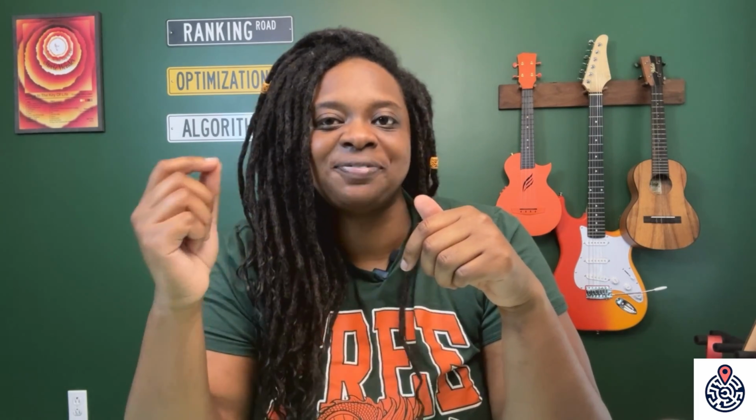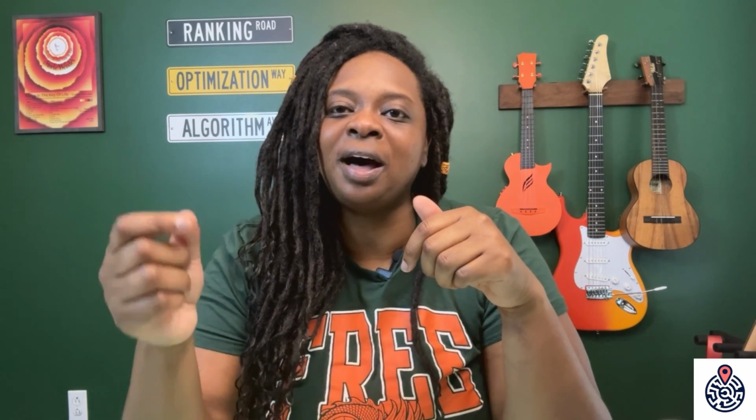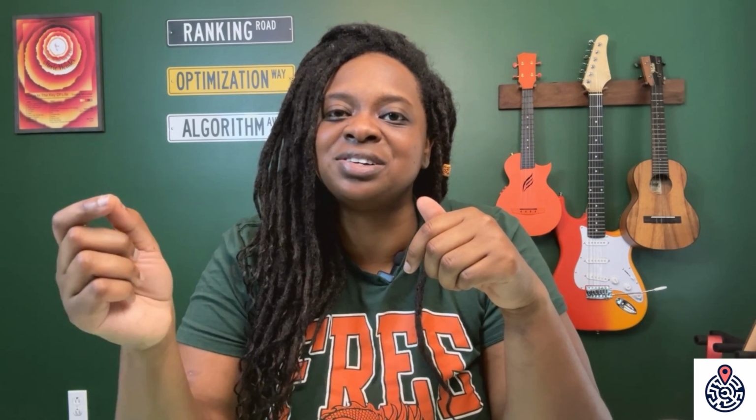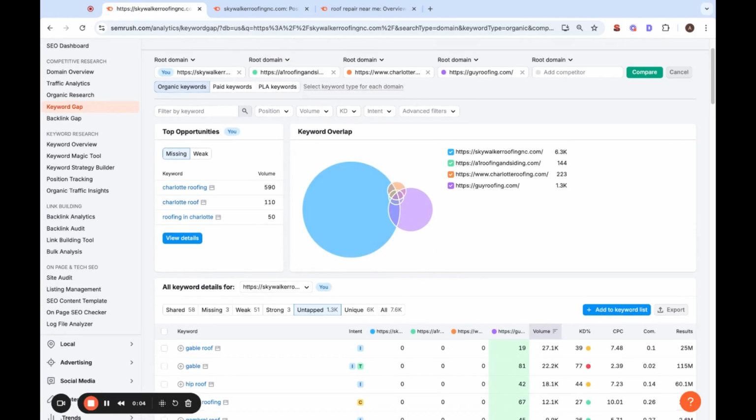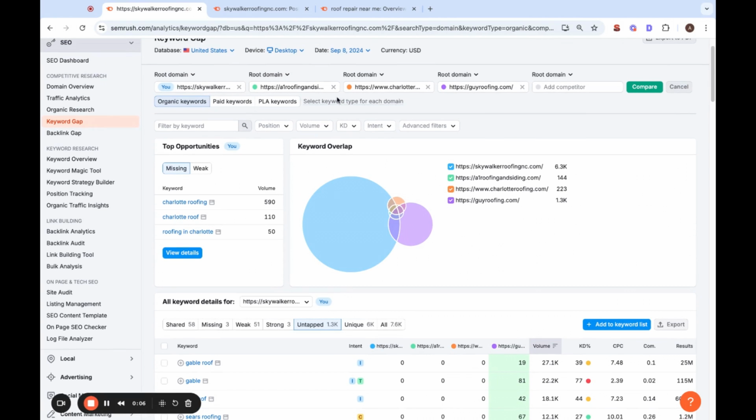Another great tool is Semrush. You can enter in your URL or a keyword to find related keywords. This is a fantastic way to discover new opportunities that are closely tied to your existing content. This is Semrush's keyword gap tool. You put in your domain name, as well as competitors.